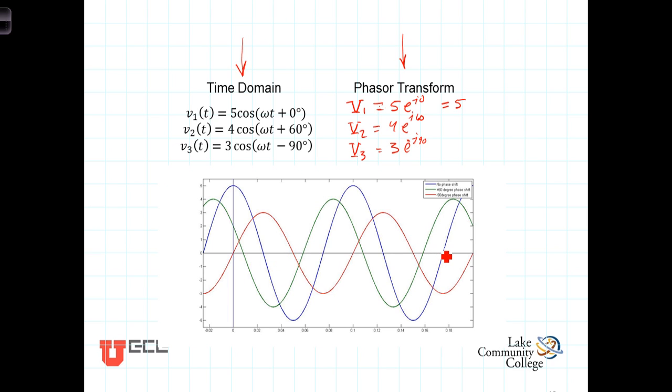All three of these are oscillating at the same frequency. Omega is the same for all three of them. They differ only in amplitude and in phase shift. We're going to use these complex exponentials instead of trigonometric functions as we analyze these RLC circuits, because it's a whole lot easier to do exponential mathematics than it is trigonometry with all of its identities and complicating trigonometric properties.